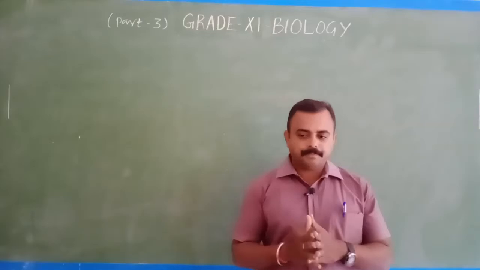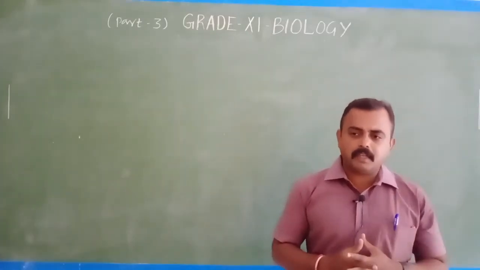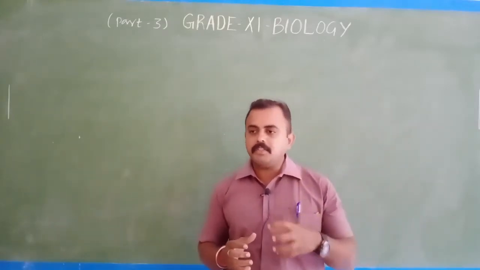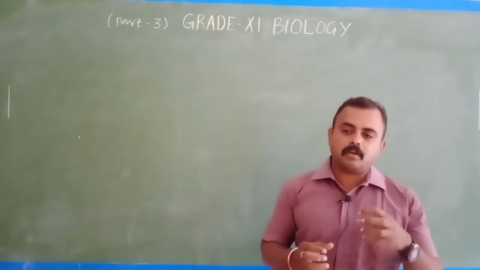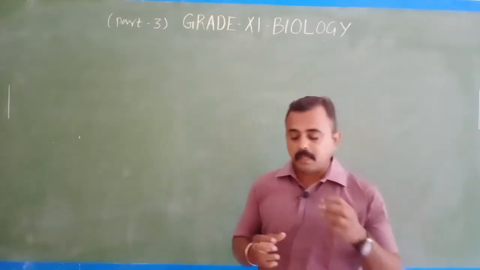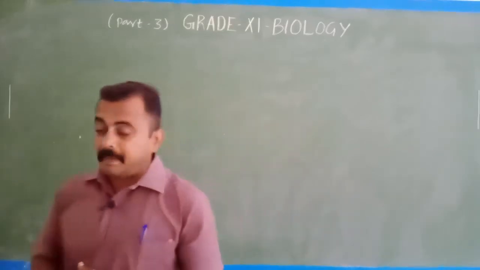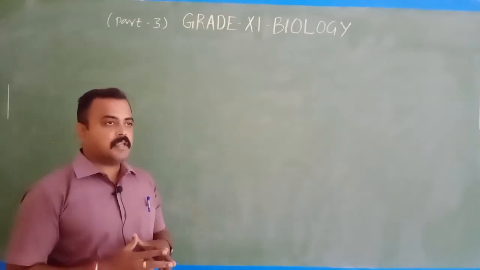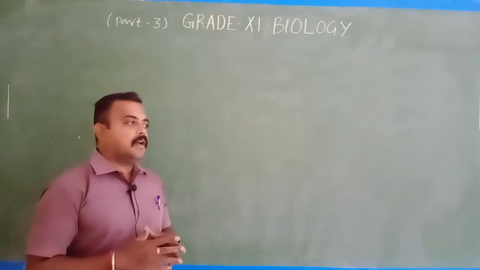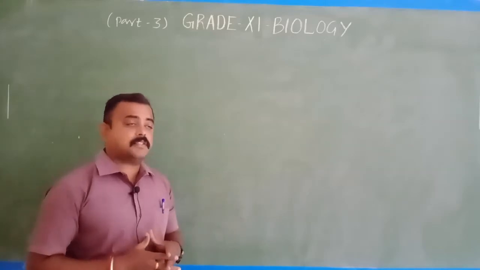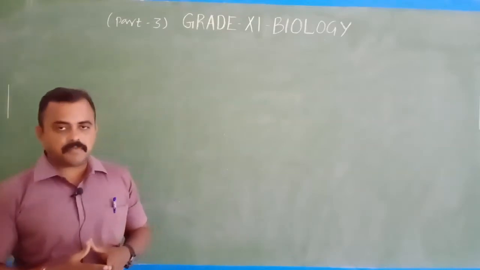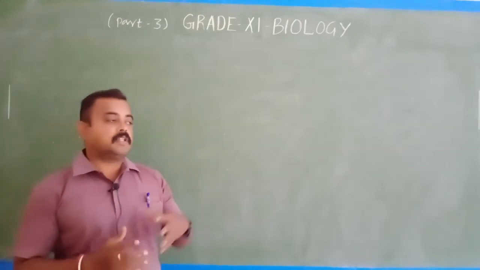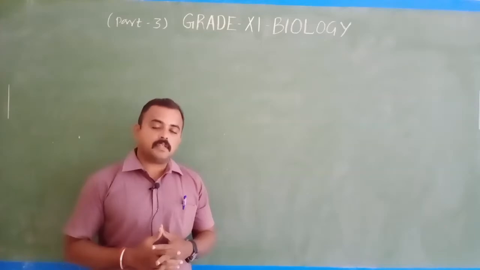Then we have started the aestivation, how the arrangement of sepals or petals is. So it is known as what? Aestivation. So today we will start with the aestivation, then its types, then about the androecium and gynoecium we are going to see today.